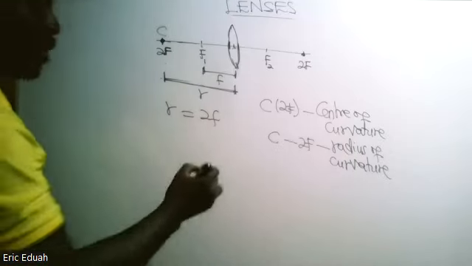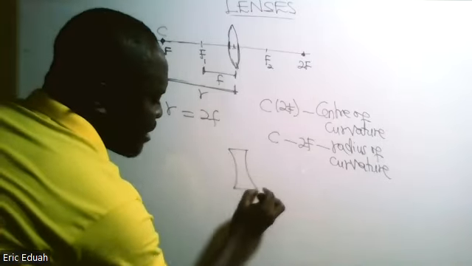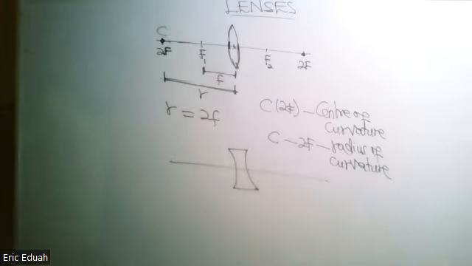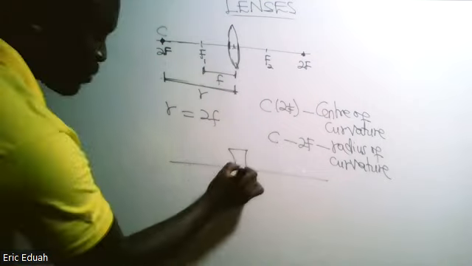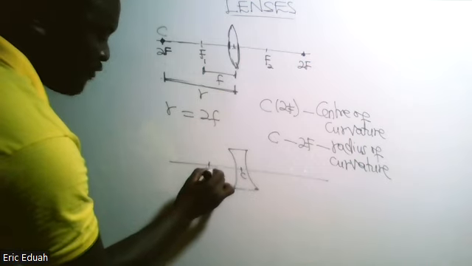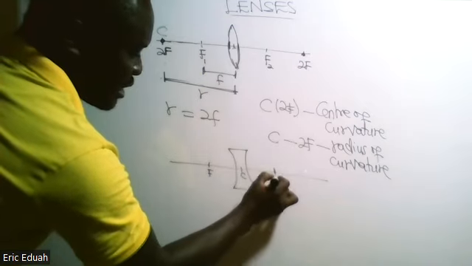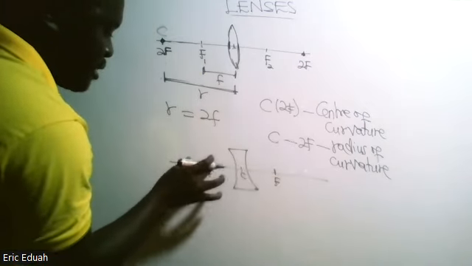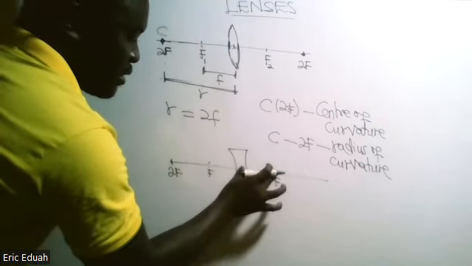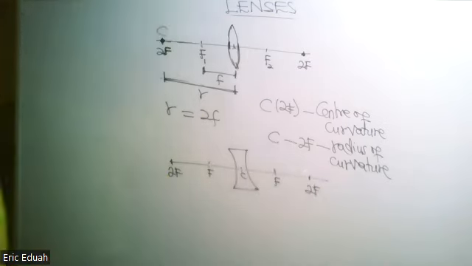The details as discussed are the same when we have concave lenses as well. Okay, we have C, we have F, and we have another measurement for F at the other side. This is F, the same 2F, F at the other side.